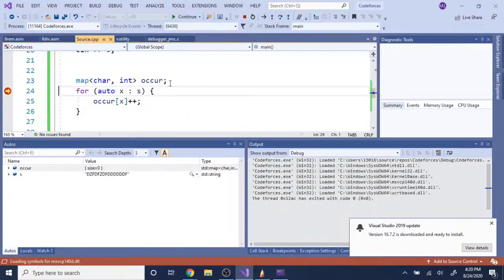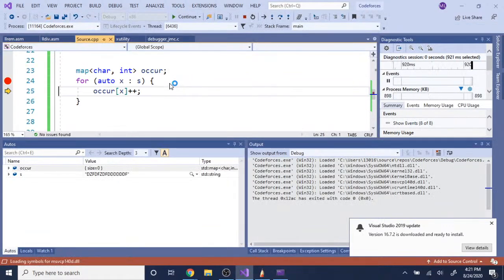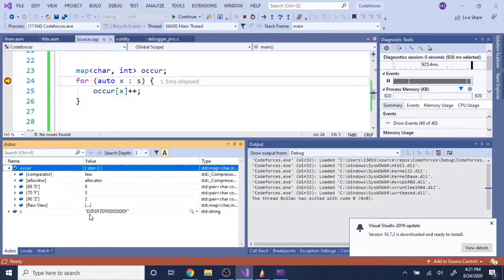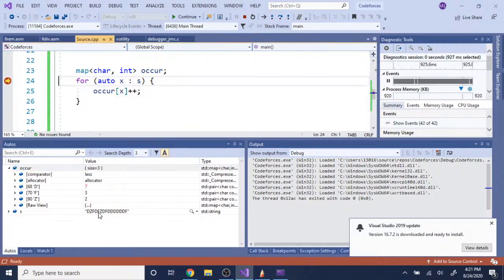Hold up, let me try it again. 1, 2, 3, 4, 5, 6, 7, 8, 9, 10, 11, 12, 13, 14. Okay, so this should be 6, 7, 8. Oh, so does it sort by occurrences? I don't think it does. I think it sorts by alphabetical order.